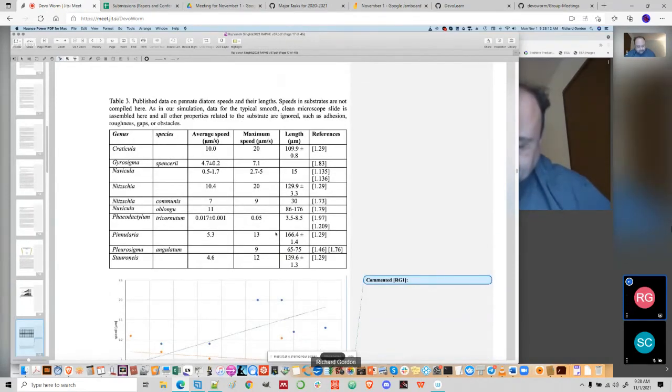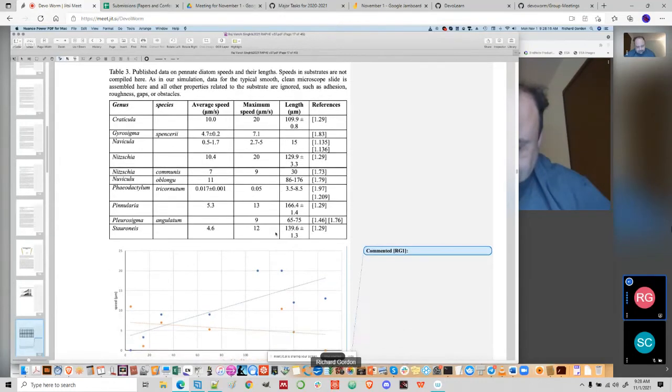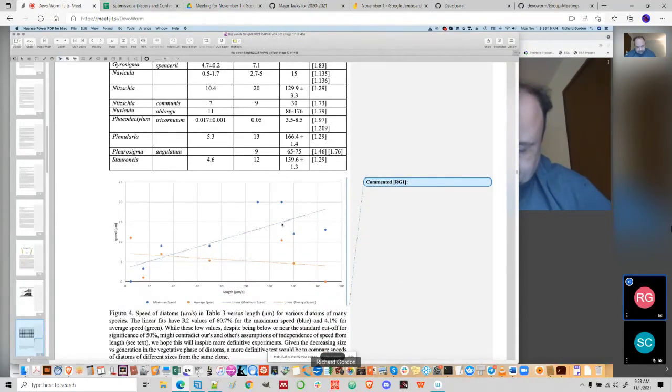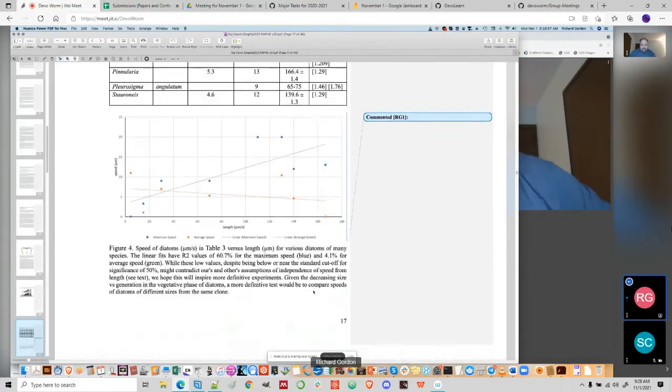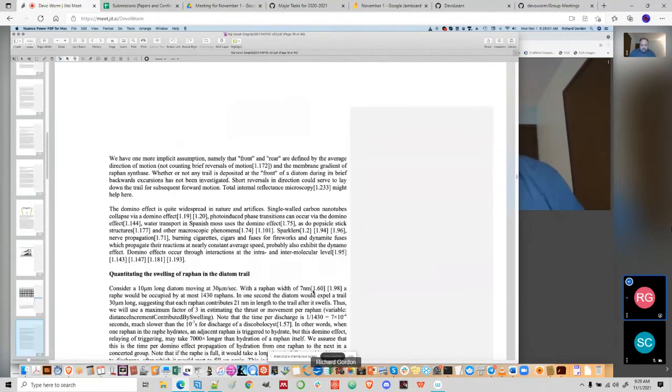Now here, if you plot the known data on speeds of diatoms, average or maximum, versus the size of the diatom, or basically the length of the raphe, you get these lines here, and both of them are below what's regarded as significant for being different from no correlation with length. So you have a mystery. The diatoms, as they reproduce, get smaller and smaller, and yet for a given species, it will go at the same speed no matter how long the cell is. That seems to be a general, but perhaps not universal, but a pretty general observation.